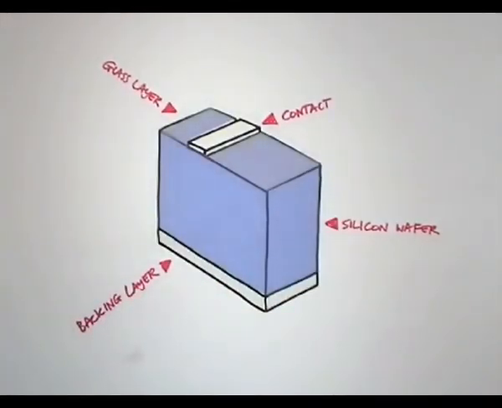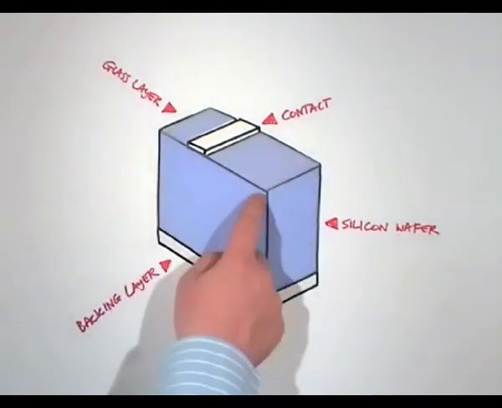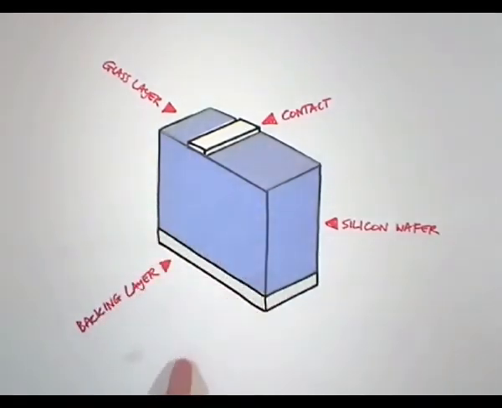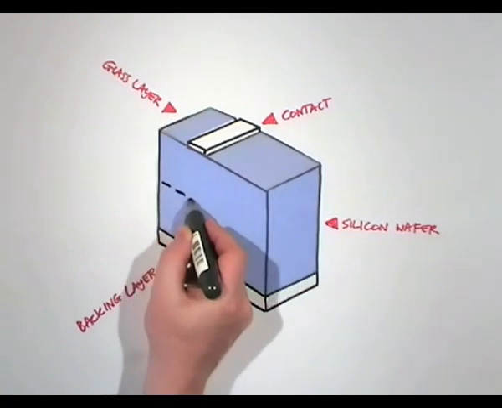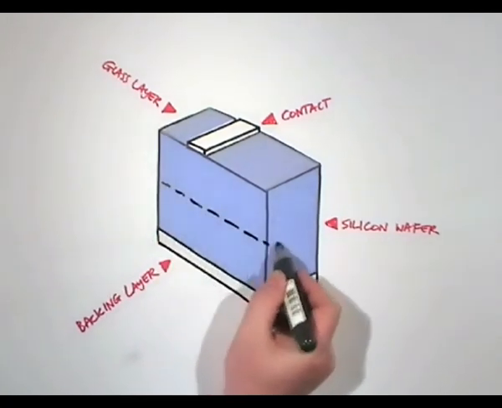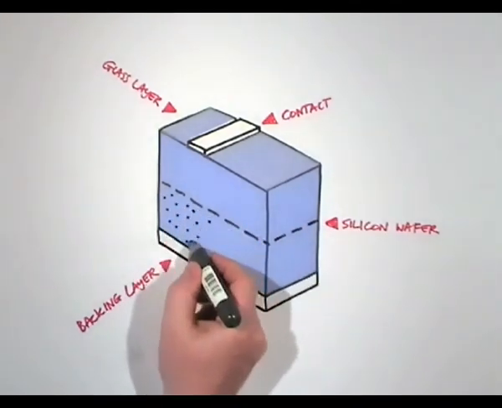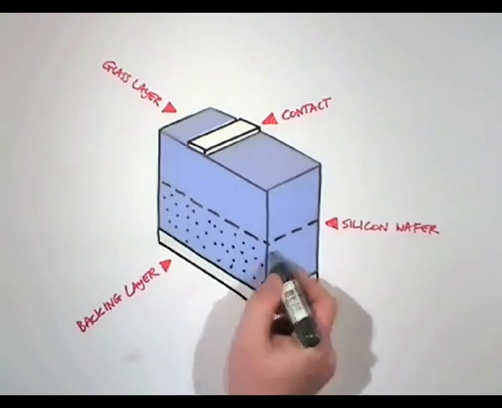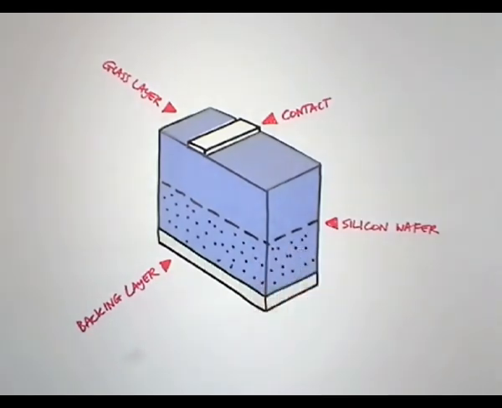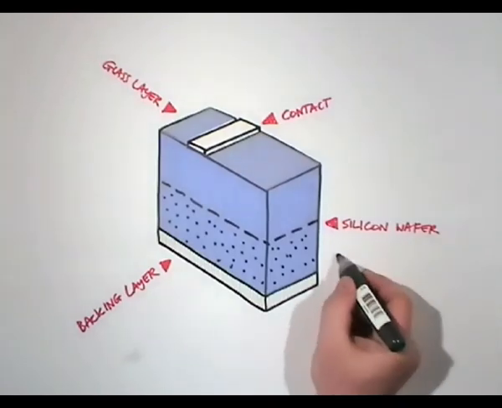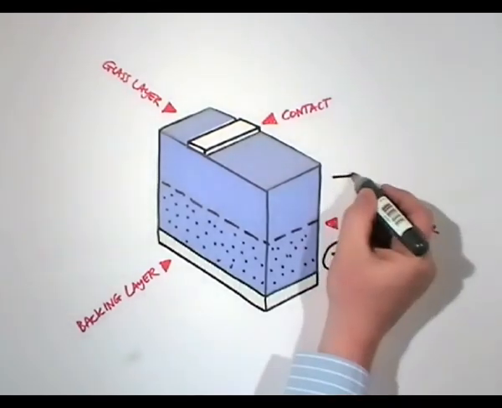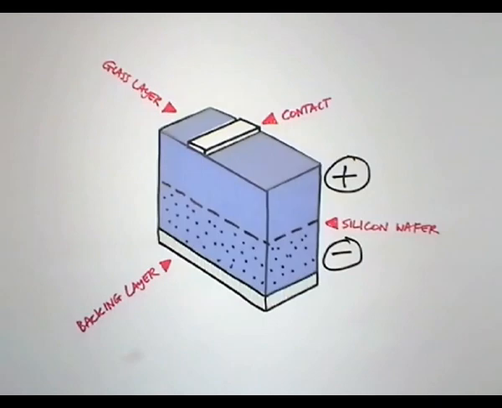Here's a close-up. Each side of the wafer has been treated differently. These treatments affect the behavior of the electrons in the silicon atoms, creating an electrical field at the internal interface. One side has more loose electrons bouncing around and is negatively charged. The other has more atoms with holes in them where electrons could go. This side is positively charged.